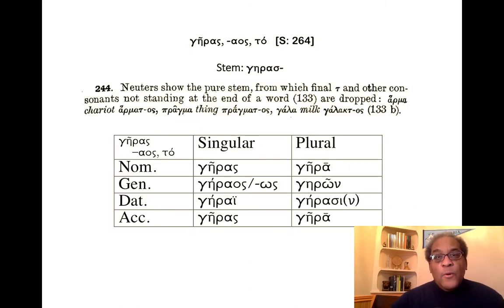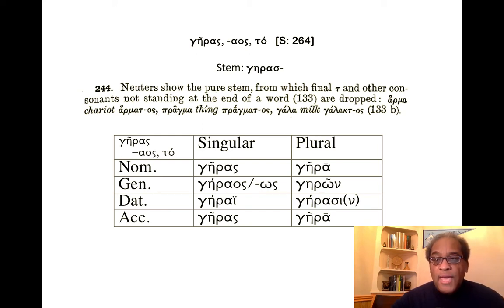Okay, next, the word for old age itself, gīras, it's neuter, and third declension. So we saw that these neuters, because the stem is gīras with a sigma, the neuters show the pure stem from which final tau or other consonants not standing at the end of a word are dropped. So here we just see that gīras is the nominative singular, and since it's neuter, it's also the accusative singular. So gīras, gīraos, which can contract to an omicron sigma form, gīrae, gīras, and then gērā, gērôn, gērase, gēras, gērā.